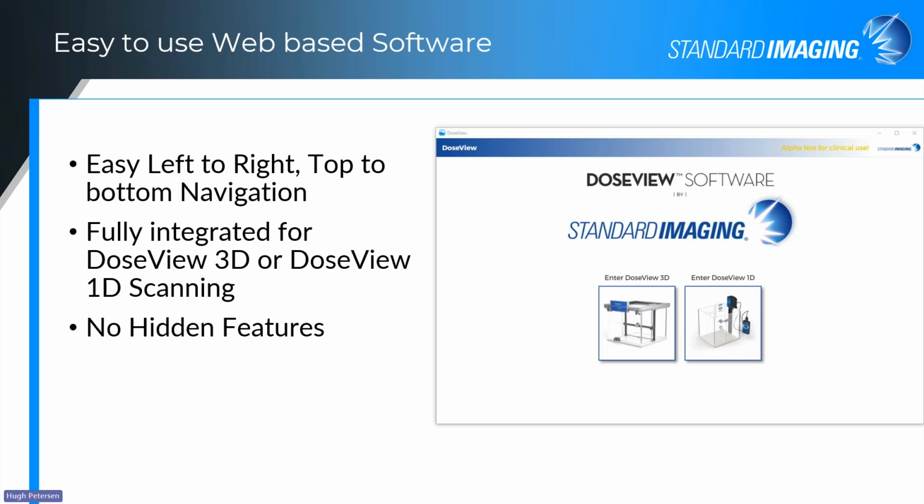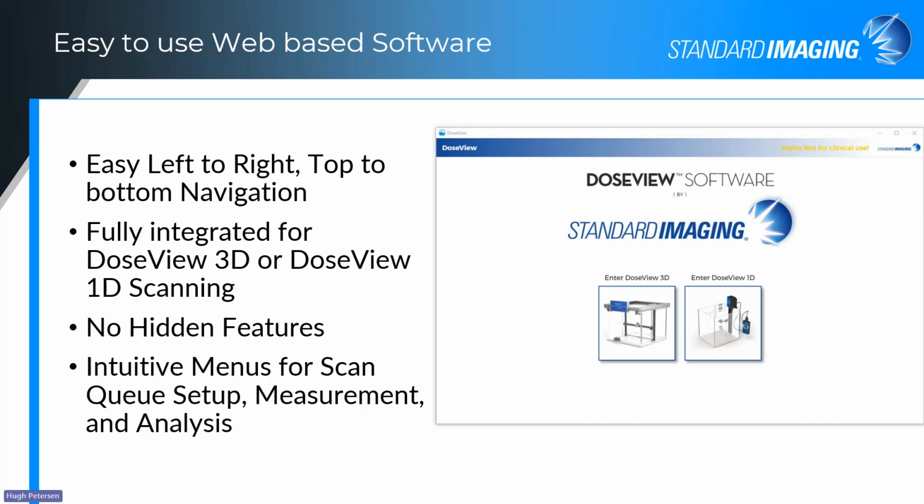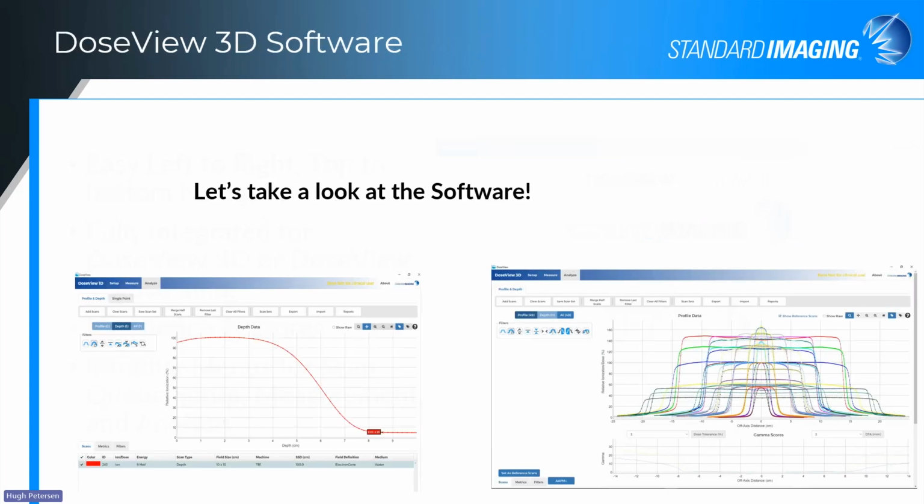There's basically only 3 tabs: a setup tab, a measurement tab, and an analysis tab. So everything is right there for you, very easy to navigate through. We've got very intuitive menus as well for setting up the scan queues for that measurement and for that analysis. And I'll touch on that as I move into the software now.